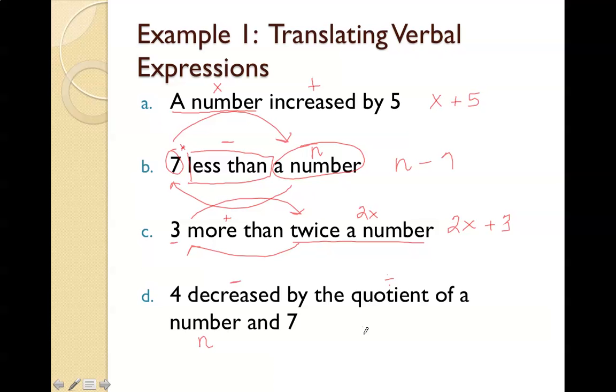So I have 4 minus the quotient of a number and 7. Well, let's put this in parentheses. Let's say the quotient of a number and 7. So that's going to be my number divided by 7. Now, you don't necessarily have to put it in parentheses because division comes before subtraction, but I like putting it in parentheses just so I don't get myself confused. Okay?